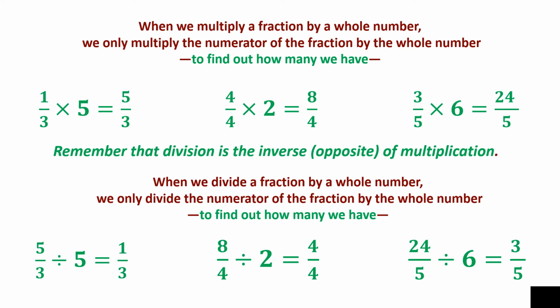Now, when you think about it, it only makes sense that when we divide a fraction by a whole number, we should only divide the numerator of the fraction by the whole number to find out how many we have. 5/3 divided by 5 should equal 1/3. 8/4 divided by 2 should equal 4/4. 24/5 divided by 6 should equal 3/5.